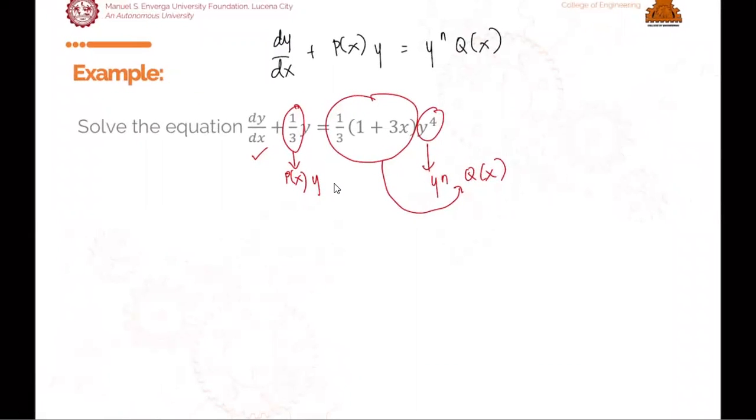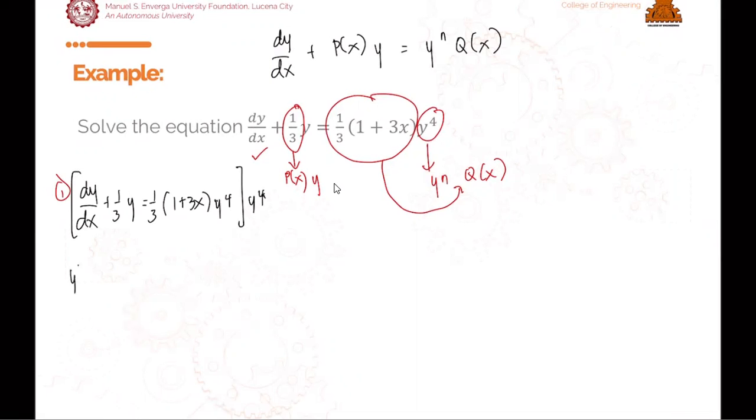Okay? So dy dx plus 1/3 y is equals to 1/3 ng 1 plus 3x times y to the fourth multiply by 1 over y to the fourth. So we have y negative 4 dy over dx plus 1/3 y negative 3 equals to 1/3 1 plus 3x.